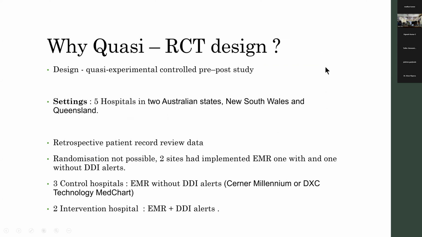Why did they choose this design? So they chose a quasi-experimental pre-post design. This was at 5 hospitals in 2 Australian states. This was retrospective patient record review data. Because of the retrospective data, randomization was not possible because some sites already had a DDI alert, and some sites did not have a DDI alert.